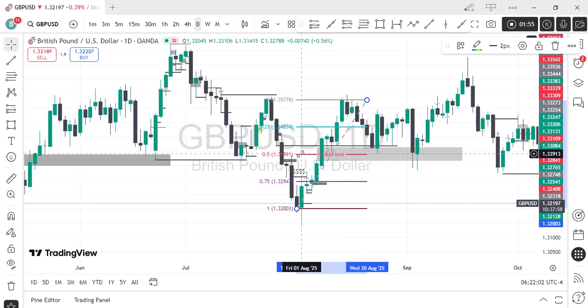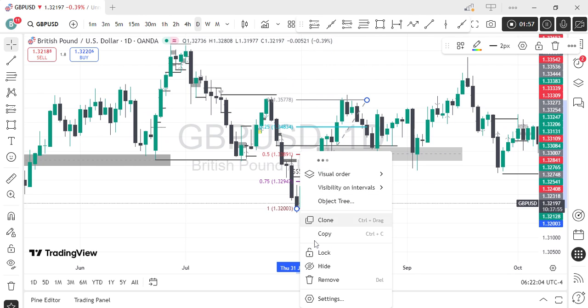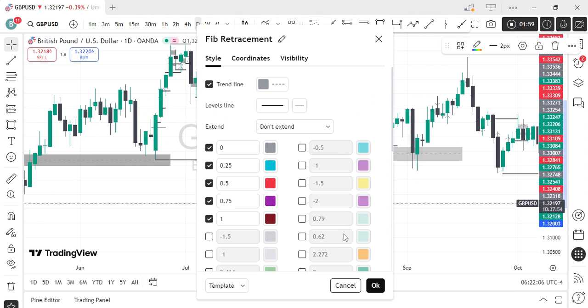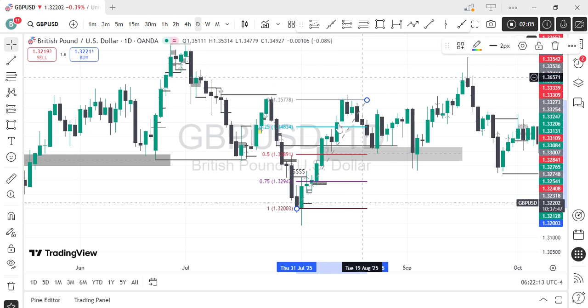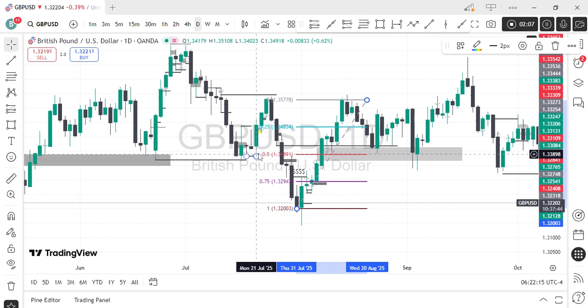How to set your Fibonacci settings? Let me give the settings for the Fibonacci. Here they are. These are the settings for the Fibonacci. In a bullish market, anything below the 0.5 is considered a discount, and anything above is considered premium. So if we want to place our buy orders, we are going to place them at a discount. We don't want to buy at a premium price, as you can see.